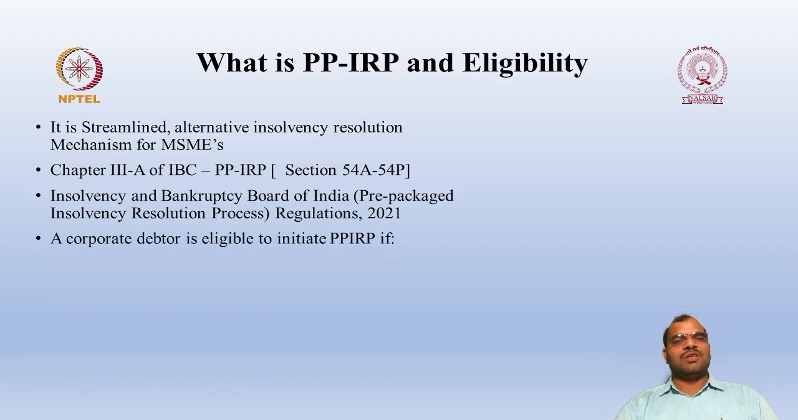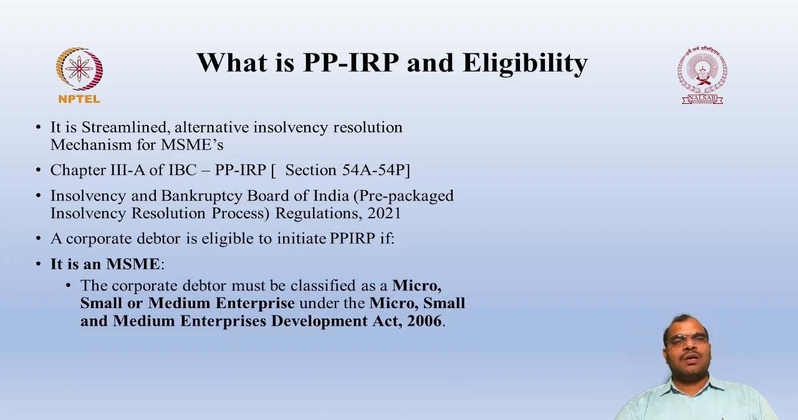Then who is eligible? A corporate debtor is eligible to initiate PP-IRP if it is an MSME. One of the basic conditions to be satisfied to initiate PP-IRP under this Act is that it should be an MSME. The corporate debtor must be classified as a micro, small or medium enterprise under the MSME Act, a separate legislation, under which it has to be categorized as MSME.